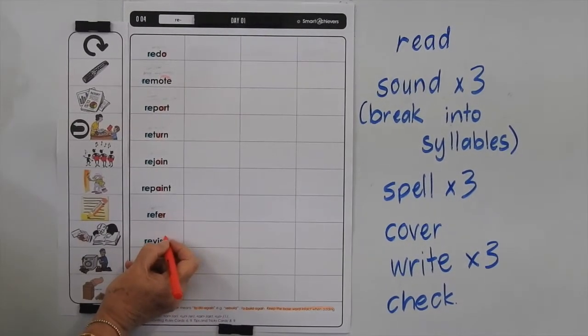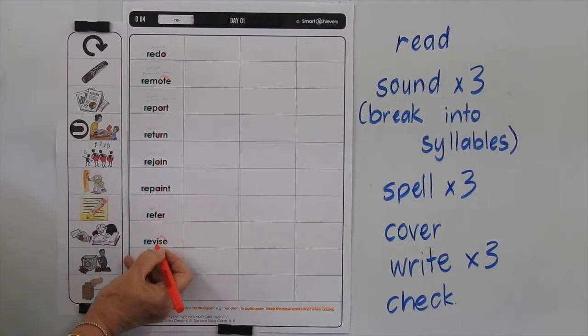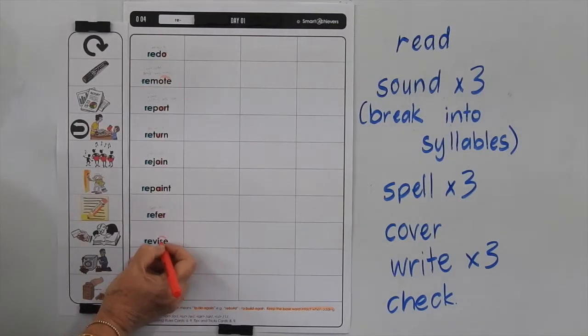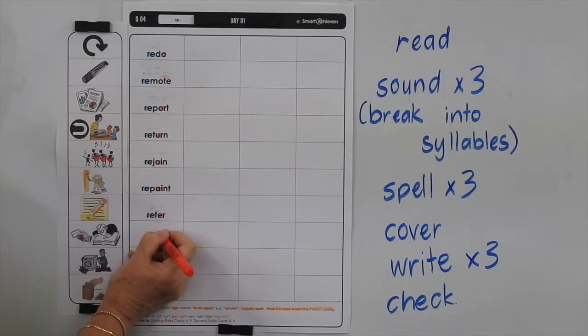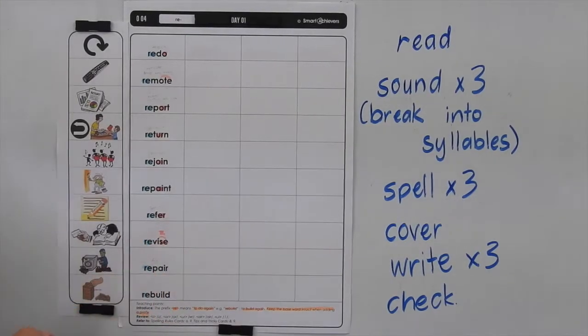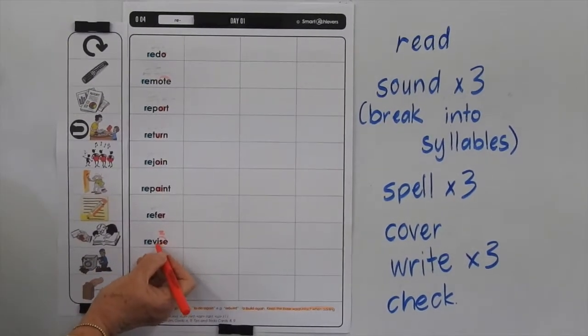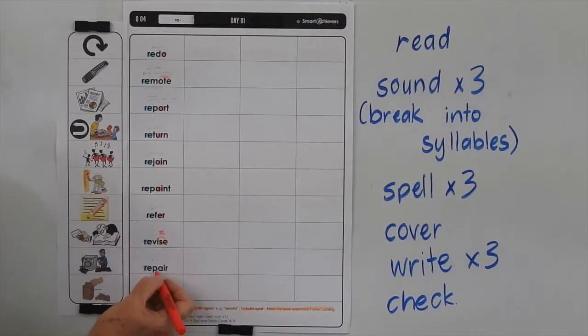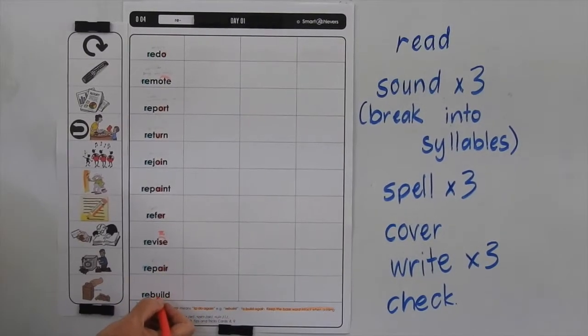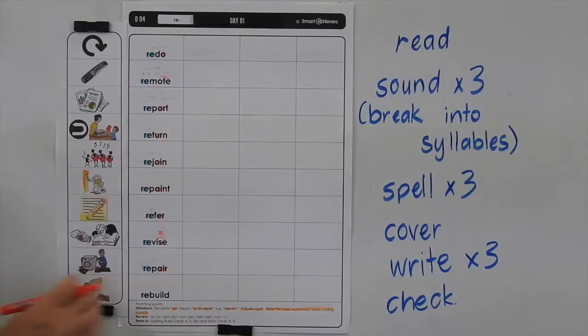Revise, that E is very busy, it's making the previous I make a long sound, and it's also making that S say Z, revise. So SE on the end of a word frequently makes that S say Z. Repair, we've got the AIR making the air sound, and rebuild is quite a tricky one, the UILD there. So you might need to spend a bit of time ensuring that you've got that one.